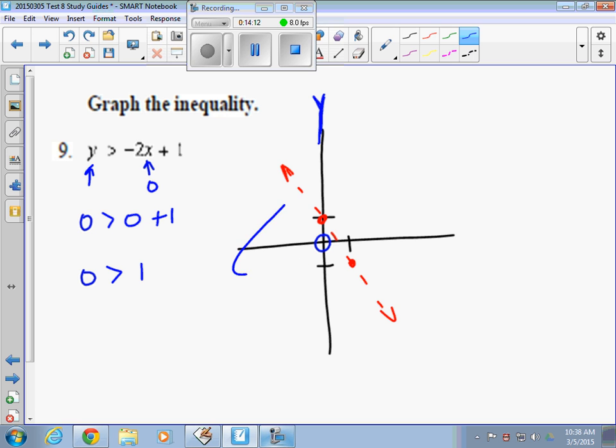Okay, that's not a true statement. So everything over here is going to be wrong. You're going to shade everything this way. Remember, there's also a shortcut to the top to determine which way to shade it. If you just look right near the y-axis, you're going to go above that since it says greater than. But some people don't like to do it that way.